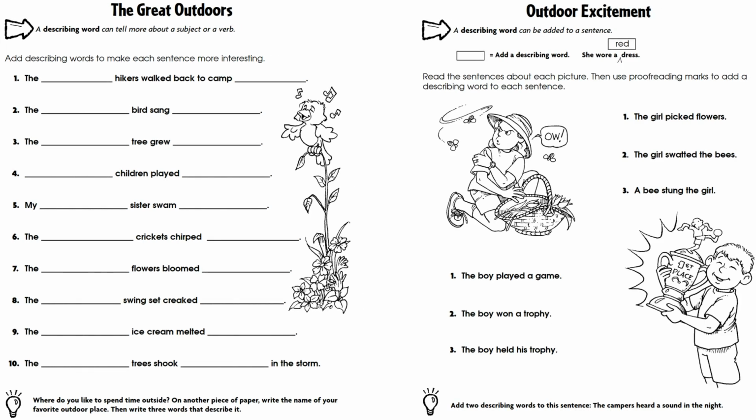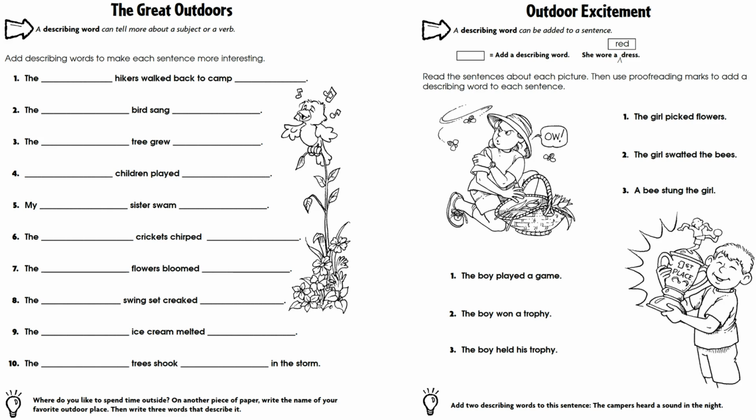Great job! Let's move to page 4 and talk about the great outdoors. We can make our sentences so much more interesting by adding describing words, which are also called adjectives. Look at the sentences on this page and use your imagination to fill in the blanks with describing words. For example, instead of just "the bird sang," you could write "the bluebird sang loudly."